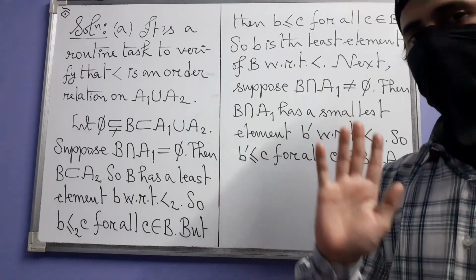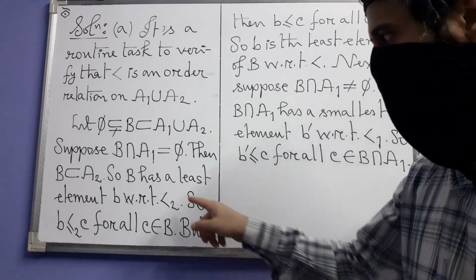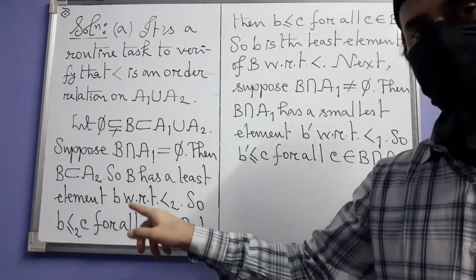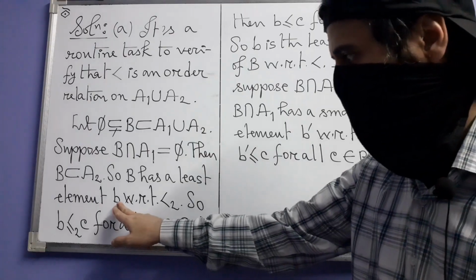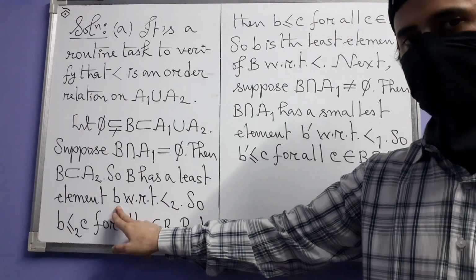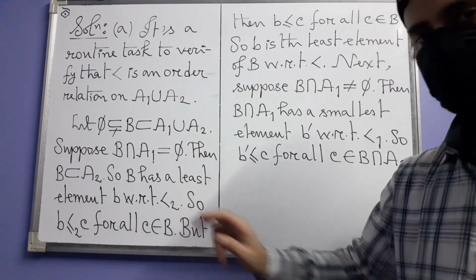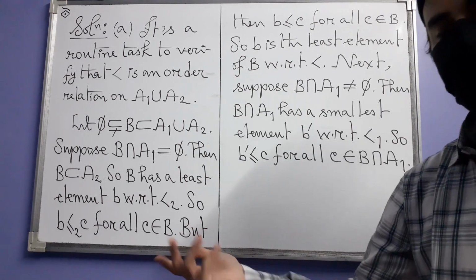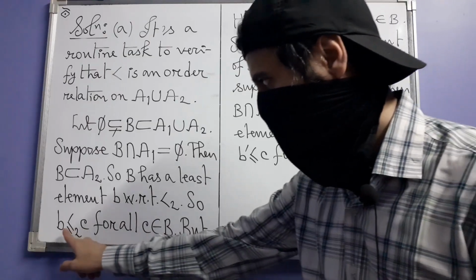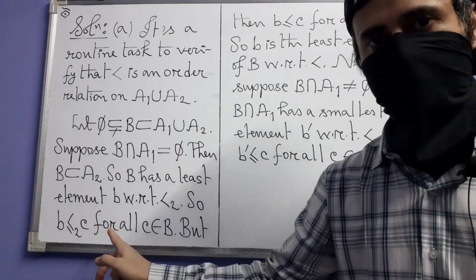Now A2 is well ordered with respect to that order. So B being a non-empty subset of A2, now we will have a least element. Let's call that least element b. To emphasize that this is with respect to the order relation on capital A2, we have written with respect to this. What does it mean? It means that if you take any element c from B, then c is greater than or equal to b with respect to that relation.